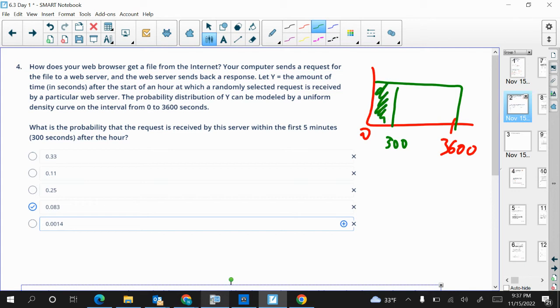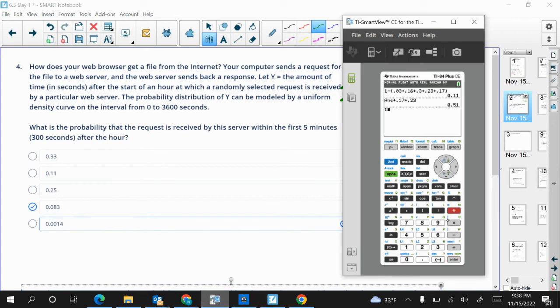So the big thing is trying to find the height. Remember, the area of that equals 1, which is base times height. I have my base of 3,600, so my height is just going to be 1 over 3,600. So to find the area of that new rectangle, it is going to be 1 divided by 3,600 times my base, which is 300. That gives 0.083.